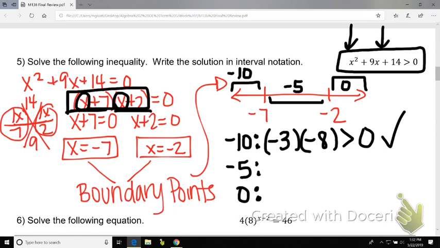Okay, now let's try in the middle section. So let's try negative 5. And now we're going to plug negative 5 back in over here like I just did with the other two. So what's negative 5 plus 7?